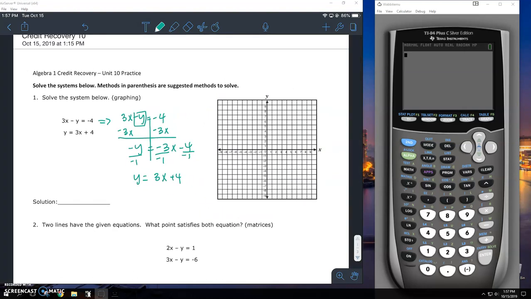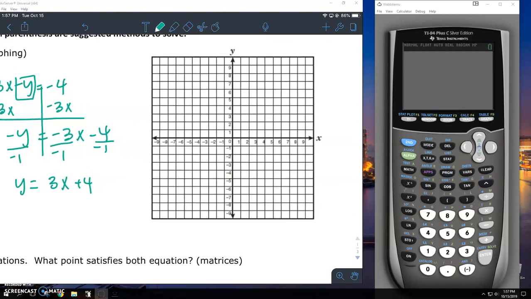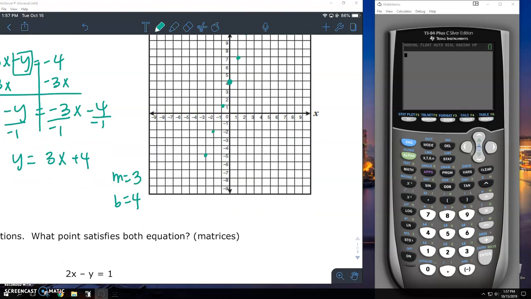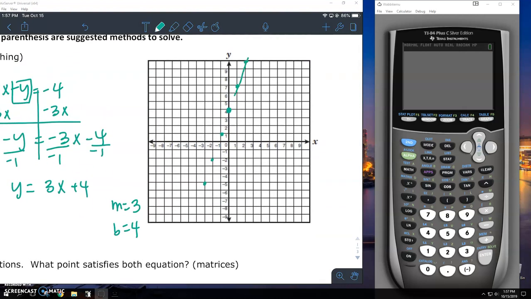So now I have both of my equations, and I notice that they're the same equation. I still am going to graph them, so my slope is 3, and my y-intercept is 4. And if I were to graph both of them, I would graph the same exact line, so they would overlap each other.